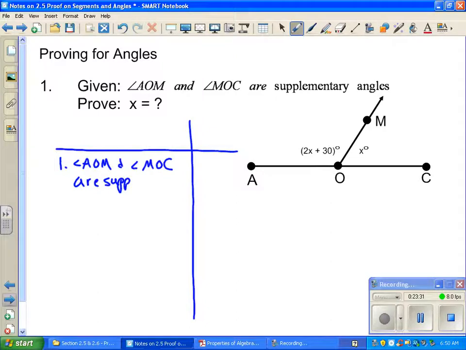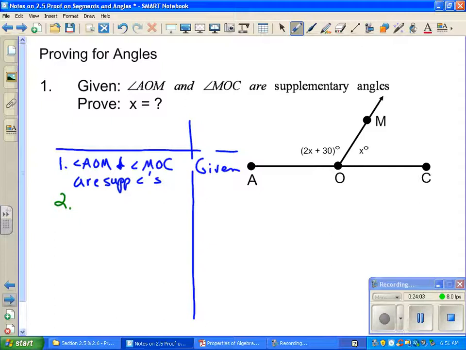I'm going to abbreviate supplementary angles, though, because that way I can make sure I can get it on there. So it says given angles AOM and MOC are supplementary angles. So I wrote my given. And you don't have to number on both sides, but some people do, especially sometimes when they have that 2-row thought, to make sure they understand that this is number 2. Now, what does supplementary mean?